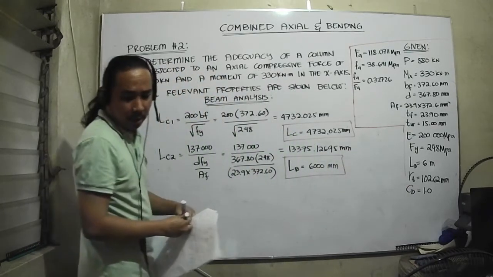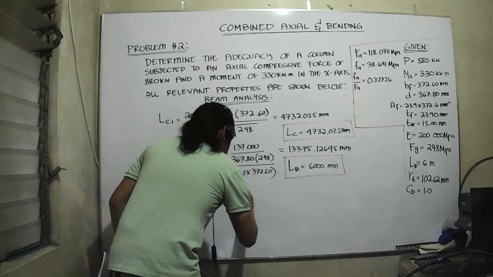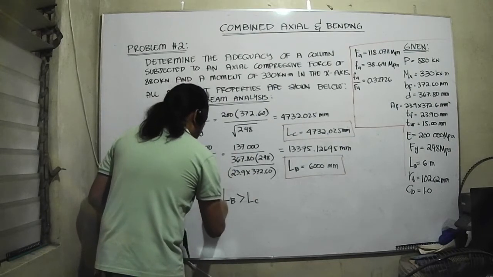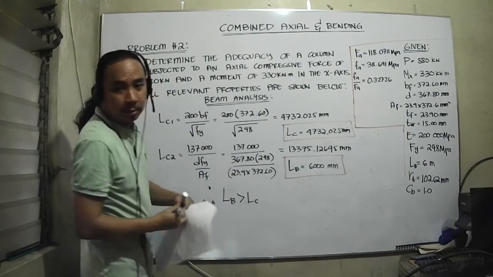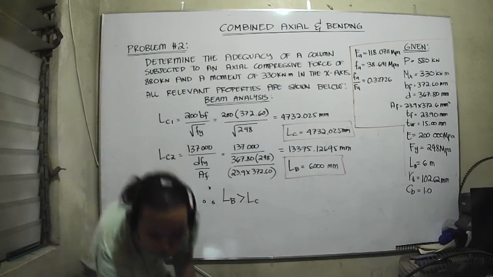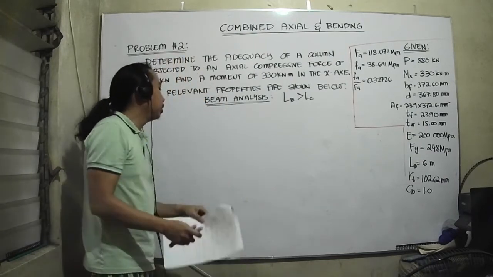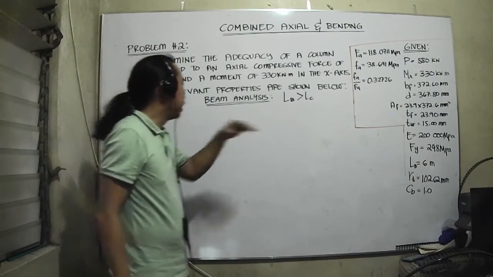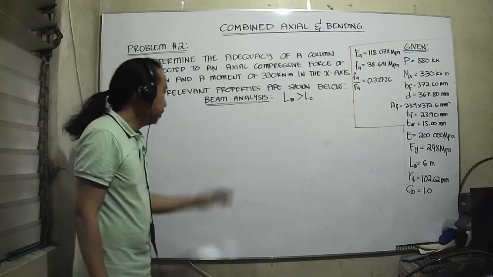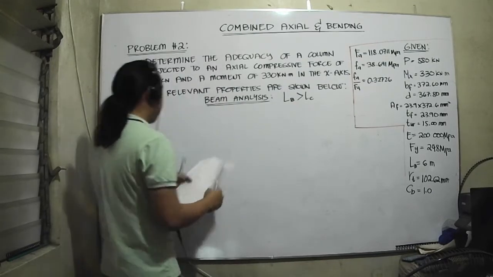How will they compare? We see here that Lb is larger than Lc. This will dictate the next part of our solution. Okay, so we now proceed with the slenderness analysis.